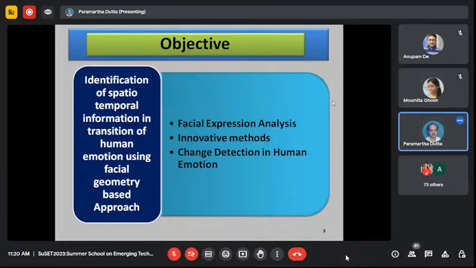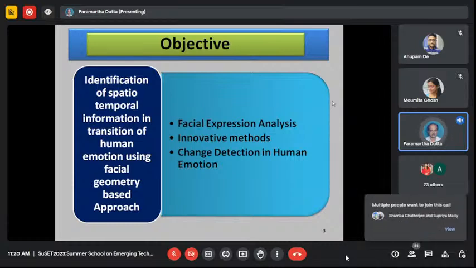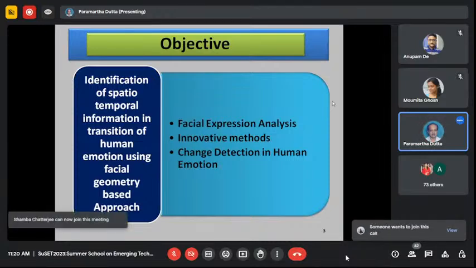Okay. So, in course of the objective, facial expression analysis will be there. Some innovative methods will be there. In fact, those 4 methods which I have already pointed out, then change detection in human animation. That is what the purpose of the present talk is all about.